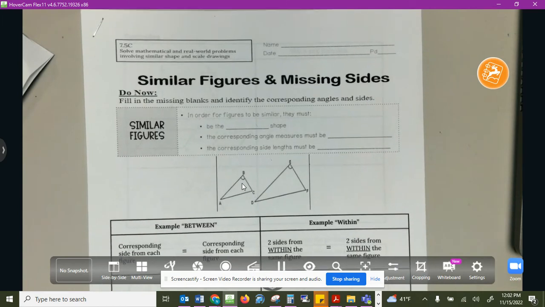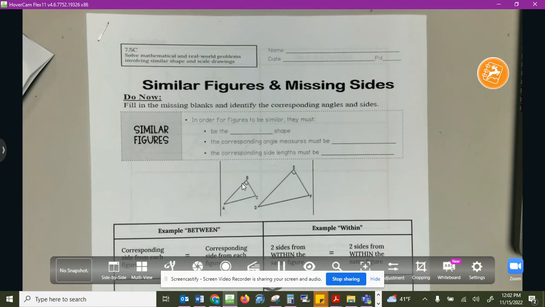Okay, so good afternoon, or well, good morning to some of you. This is Miss Andrews, and we're talking about similar figures. Today's day two of similar figures, and I thought I'll record the lesson for you so we don't miss a beat. So before we get started, I want you to go ahead and do your do now.